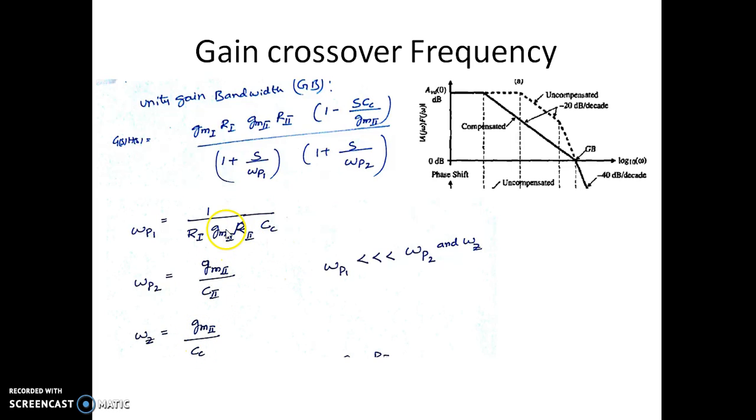From this we can clearly note that omega p1 is far less than omega p2 as well as omega z. So this is the first pole after compensation, at a low frequency compared to the second. The second pole and the zero are far away.